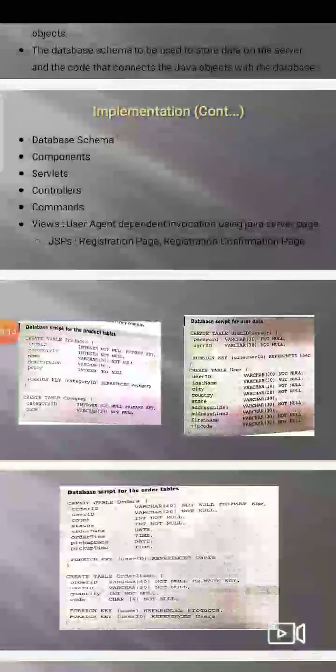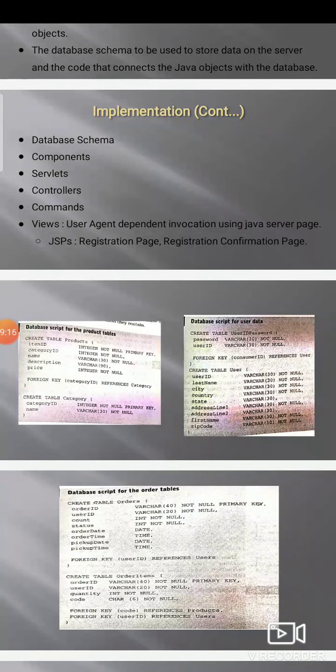See, if you look into the screenshots of this output, they have given this database script for the product tables. So we have a screenshot for the product tables and the user data, a small screenshot you can maximize and see. If you look into this user data, we are collecting details from the user ID, last name, city, till the pin code, zip code.